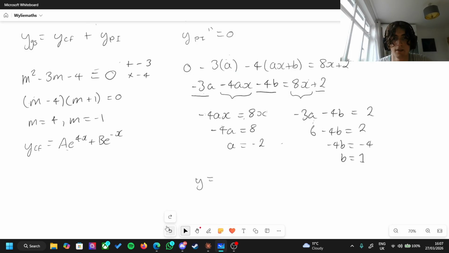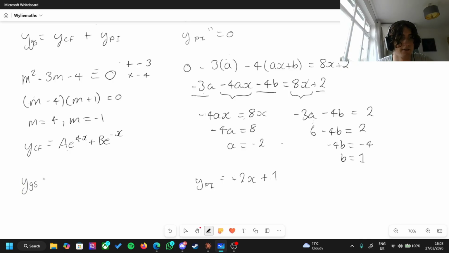So our particular integral, ypi, is equal to minus 2x, remember it's ax, so minus 2x, plus b, so plus 1, minus 2x plus 1. Therefore, we can now merge this with our complementary function to give us our general solution.